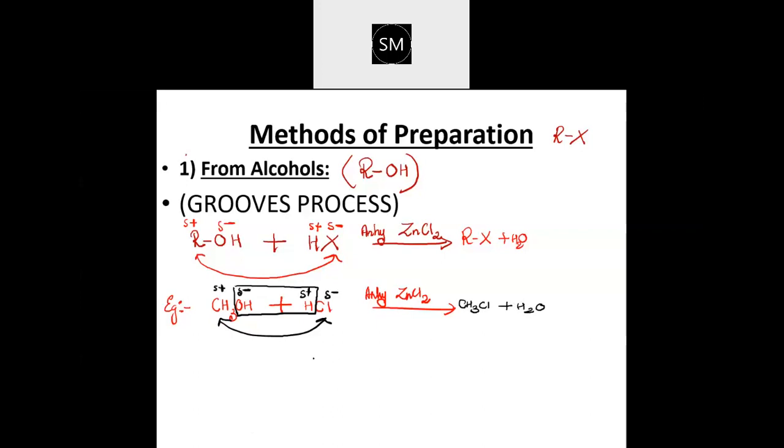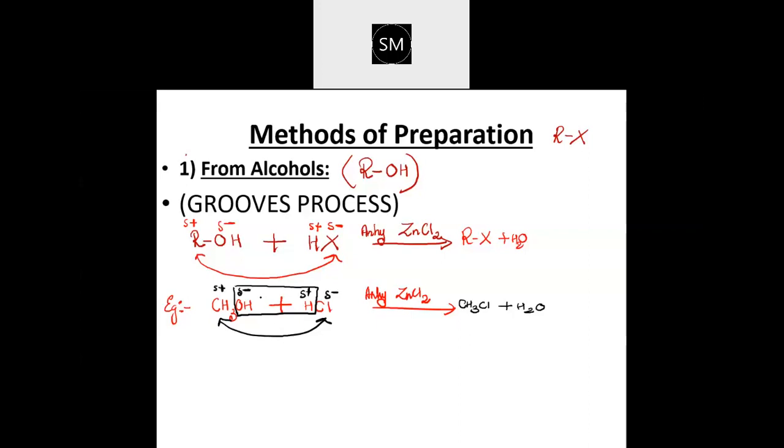Let me not go into more detail of it. In the exam, either they will ask you directly Groove's process, or they will give you alcohol, ROH plus HX. You will have to complete this equation and write the product. This is how the question will be asked in your exam.